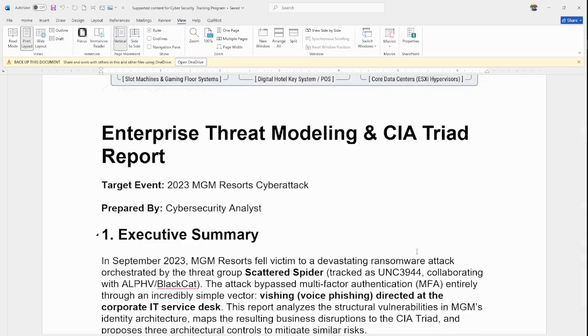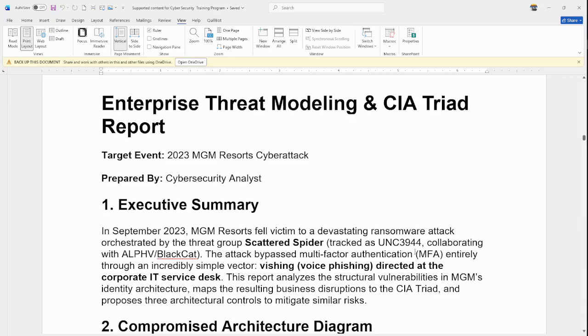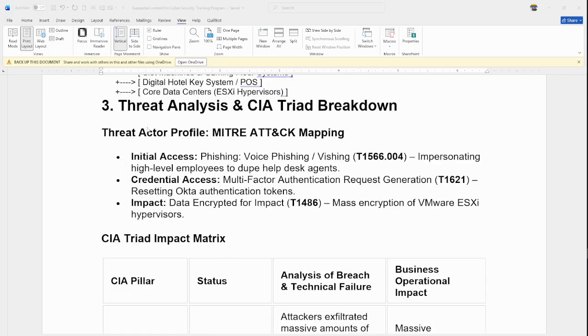Now we will see how it got breached and what the issues are, with the help of the CIA triad. This is the initial threat analysis and CIA breakdown: confidentiality, integrity and availability. This is the framework for the attack. We will see how it was done.